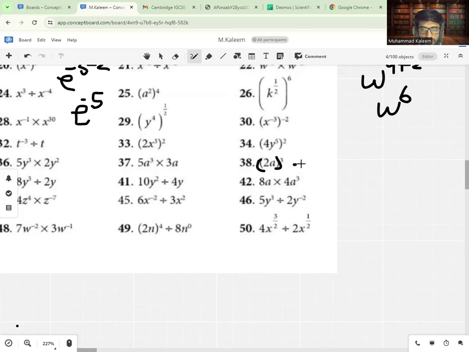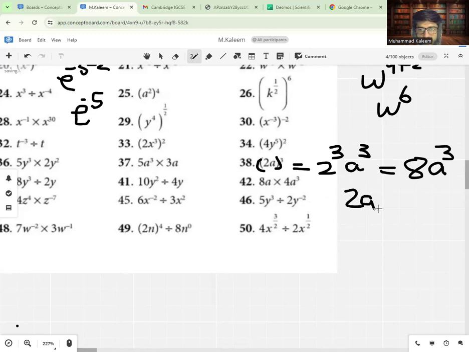So 2 raised to the power 3 and also a raised to the power 3. So it can be written as 8a cubed. Why 8a cubed? Because 2 raised to the power 3 means 2 times 2 times 2, that is 8. So that's why. Most students make a mistake. They just take the cube only on a. They just wrote the answer 2a cubed. That's not the correct answer.